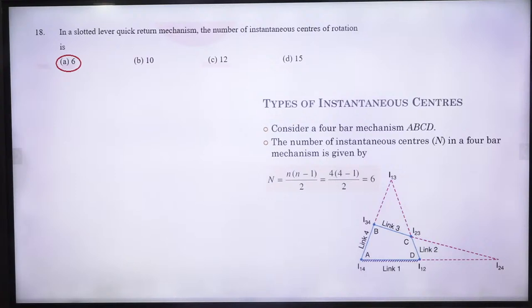6, because, you know, we know this, because slotted quick return mechanism is nothing but the inversion of slider crank mechanism, and there are four links in that slider crank mechanism. There are four links. Right, so this is the reason.